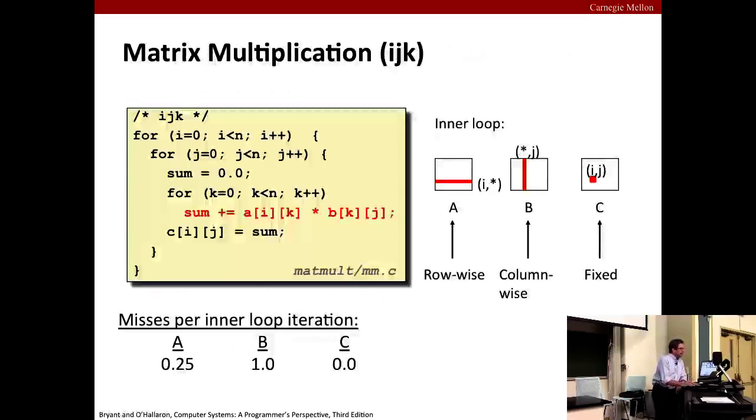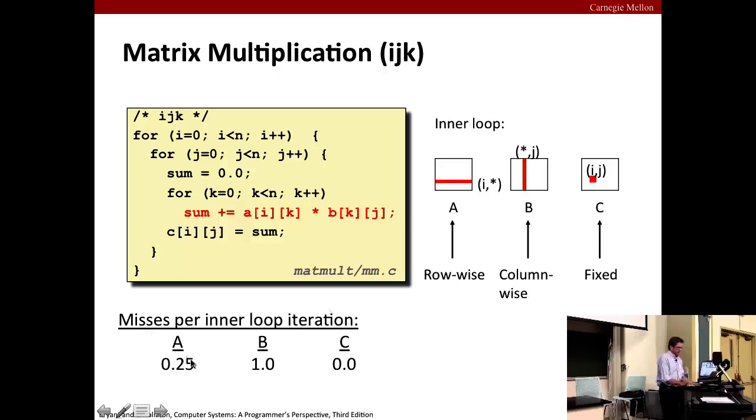So let's look at the IJK implementation that I just showed you. As always, we focus on the inner loop. And if you notice, this inner loop is doing a row-wise access of array A and column-wise access of array B. So row-wise of A, column-wise of B. We don't really care about C because it's not in the inner loop. Okay, so just ignore that.